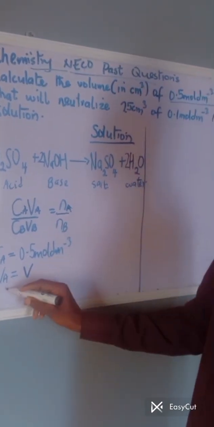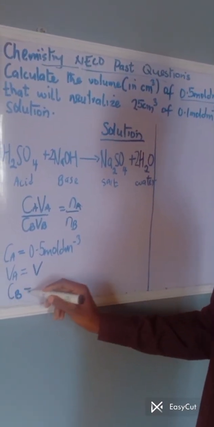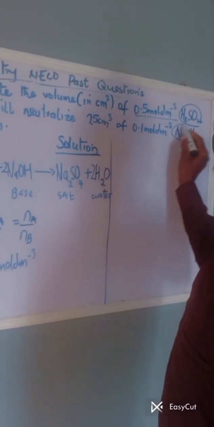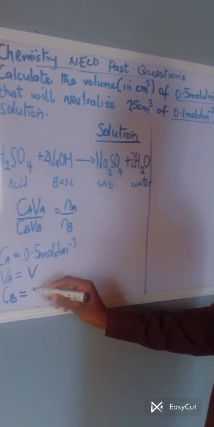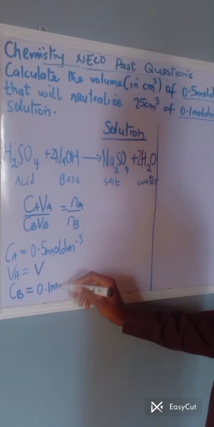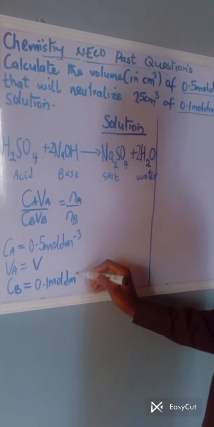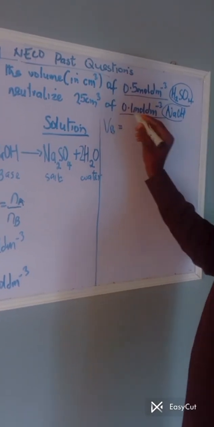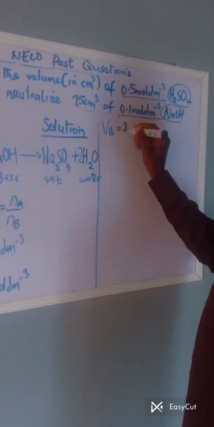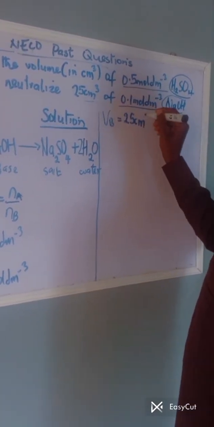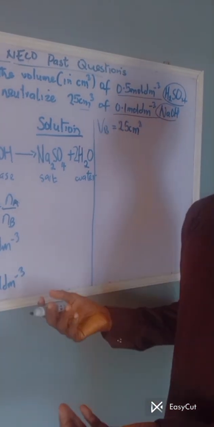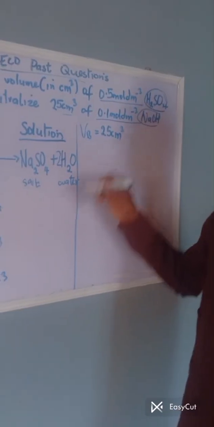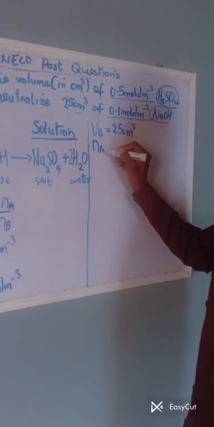Now our Cb is the concentration of the base in mole per dm³. Now this is our base and the concentration is 0.1 moles per dm³. Now our Vb is the volume of the base and we're given 25 cm³. Now Na and Nb you are not usually given, but you tell that from your balanced equation. That's why your equation should be balanced. So let's go to our equation now.